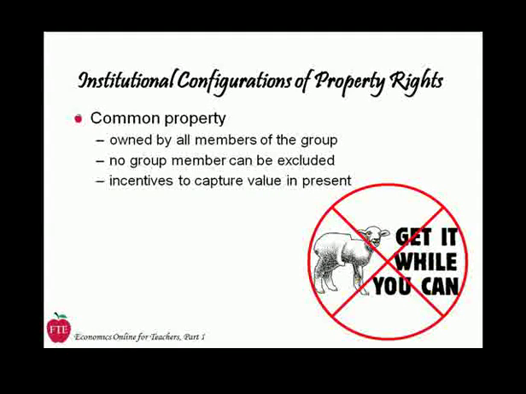In common ownership, rights are held by the group. All have access and none can be excluded. Unlike private ownership, which creates incentives for the owner to keep an eye to the future, common ownership places the focus directly on the present, and it encourages overuse and degradation of resources. If you don't get it, someone else will.